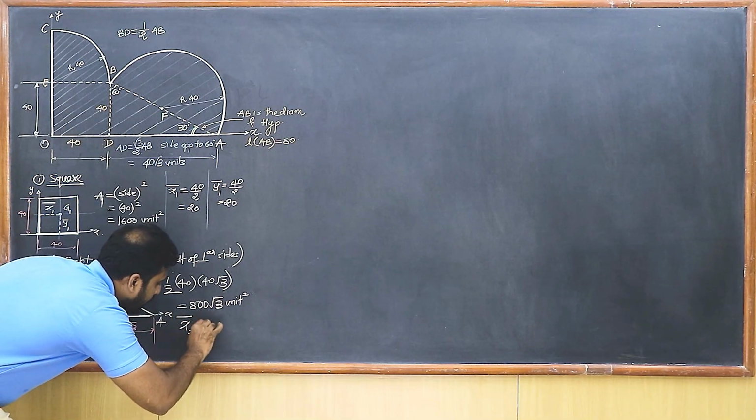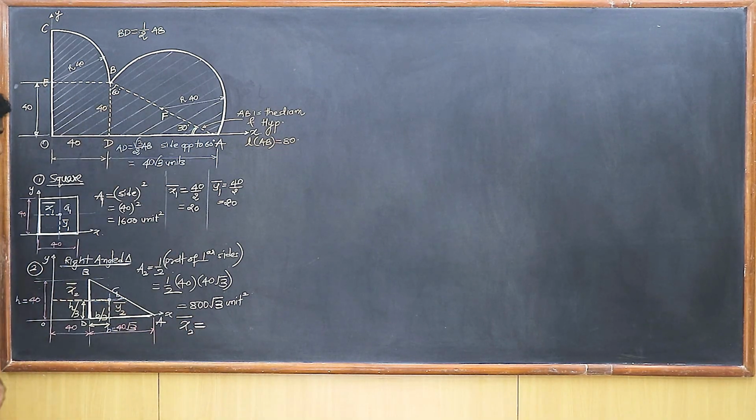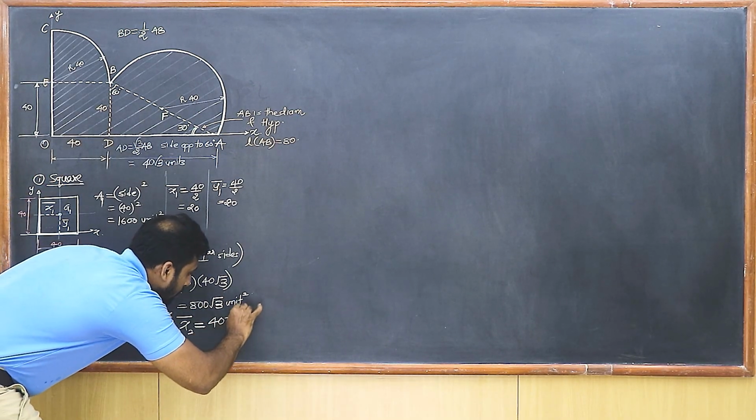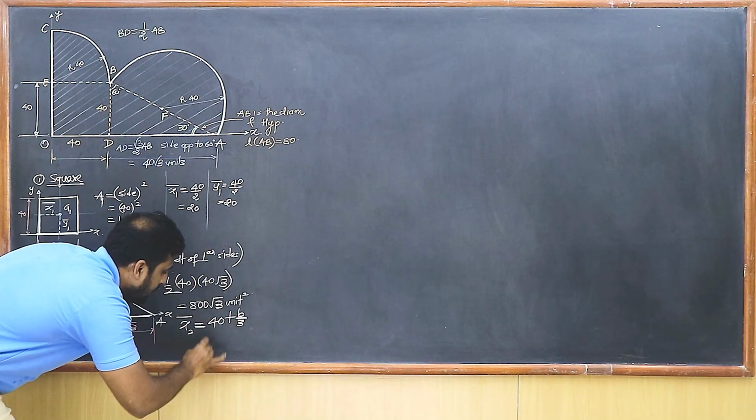So now be very careful with X2 bar, students. X2 bar you want to tell very properly. X2 bar is not B upon 3. It is actually 40 and then plus this B upon 3. So X2 bar is going to be 40 plus B upon 3.